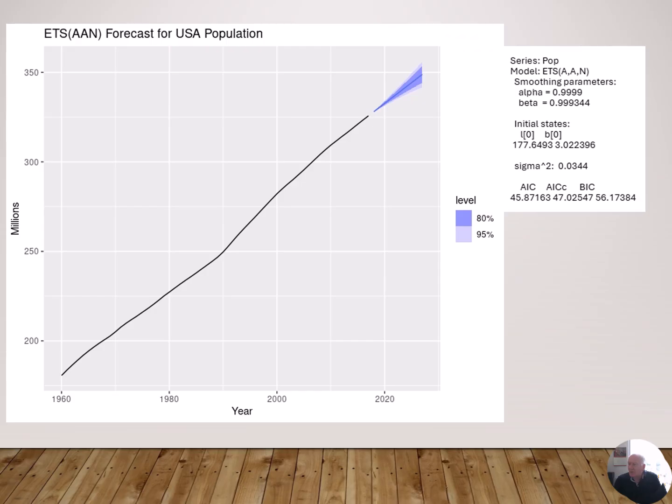So in this case, we're forecasting the US population, and we're modeling ETS using AAN, and we find out that alpha is 0.9999 and beta is 0.999344, and we find out what our initial level and b were. And we can look at the AIC and the corrected AIC and the BIC. We see that it's about 45 and 56 for BIC.